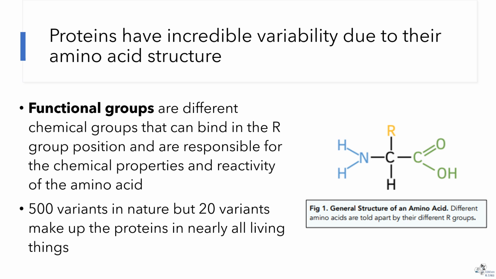And in all, there are 500 variants of amino acids. Despite having such a high number of variations in nature, only 20 of them make up the living things that you see all around you. So even though there's 500 for us to choose from, every single living thing uses the same 20 to make all of its proteins. So kind of important that we understand at least these 20.